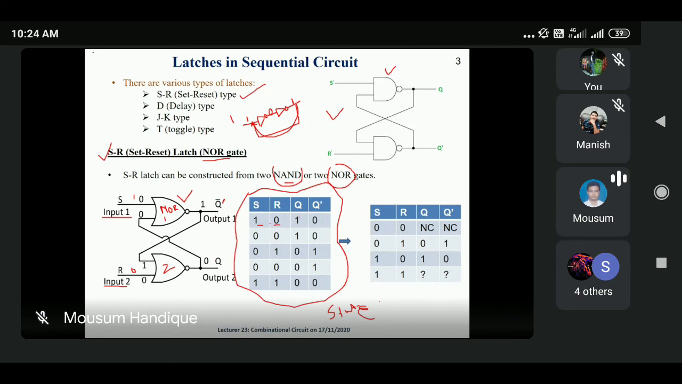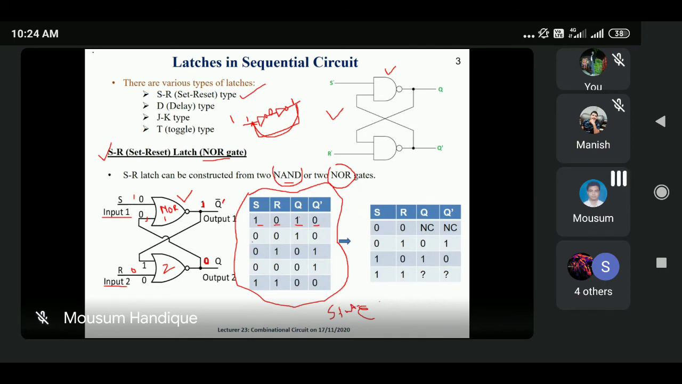When S equal to 1 and R equal to 0, and this other input we are providing as an output from here, that time Q equal to 1 and Q bar is 0. And suppose we are assuming that Q bar is 1 and Q is 0. So if S equal to 0 and R equal to 0, and the output is 1 and 0, that time this 0 is connected here, 0 0, and this one is always 1 and this one is 0.